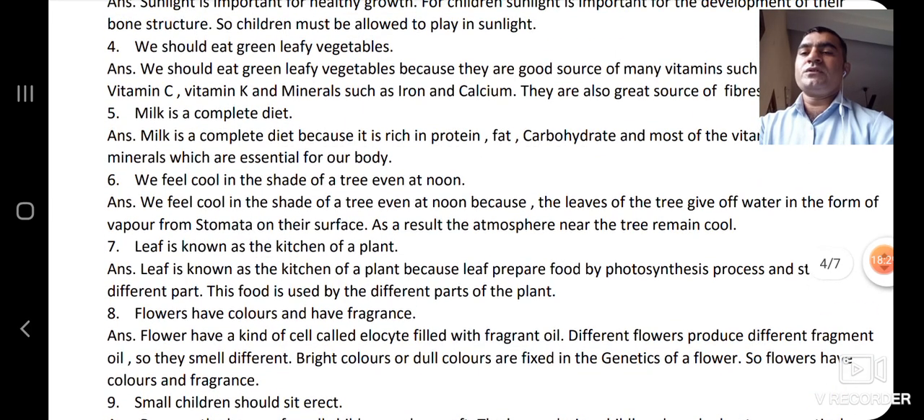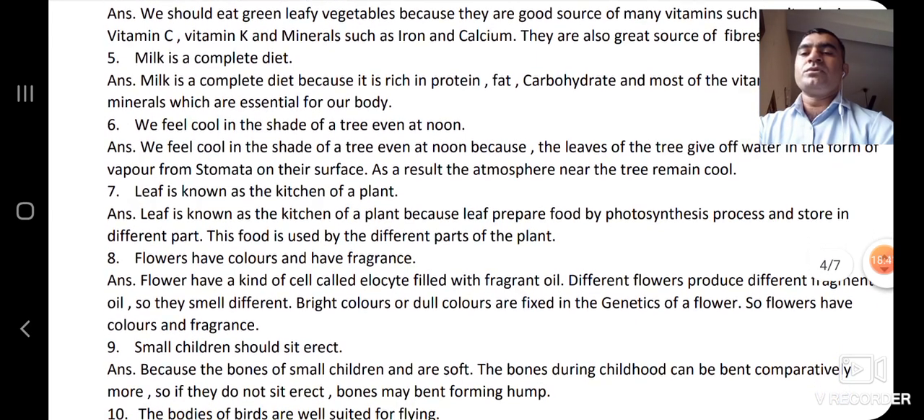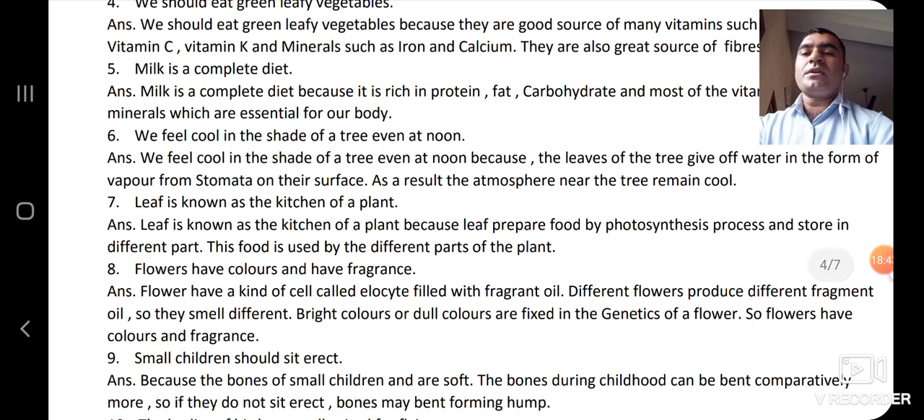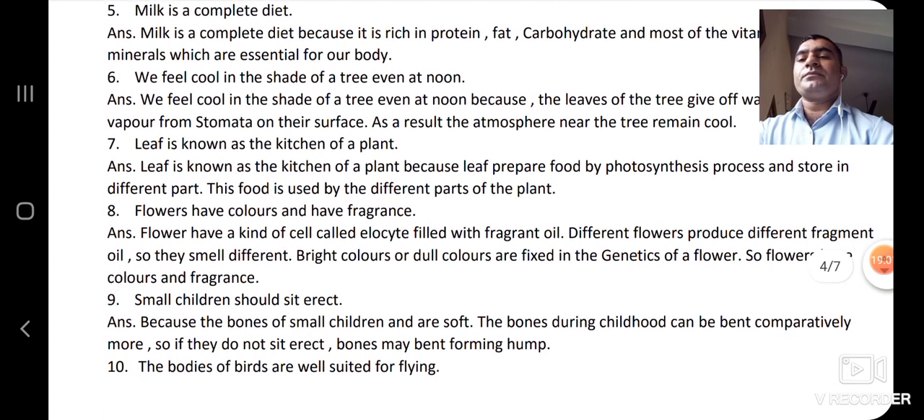Now the 9th question is, small children should sit erect. See, as we know, as compared to adults, the bones of small children are soft. The bones during childhood can be bent comparatively more than adults, so if they do not sit erect, the bones may be bent, forming a hump. Their bones are soft, so they have to sit erect. Otherwise, the bones may be bent and form a hump.